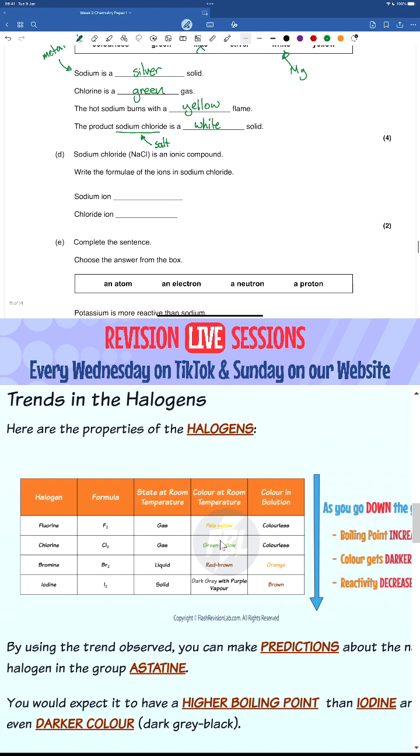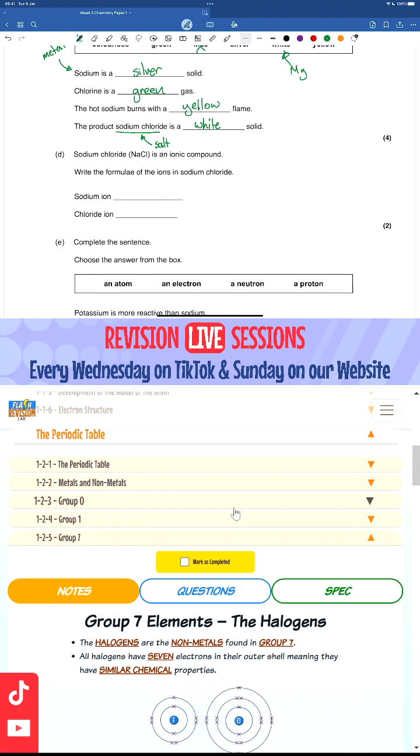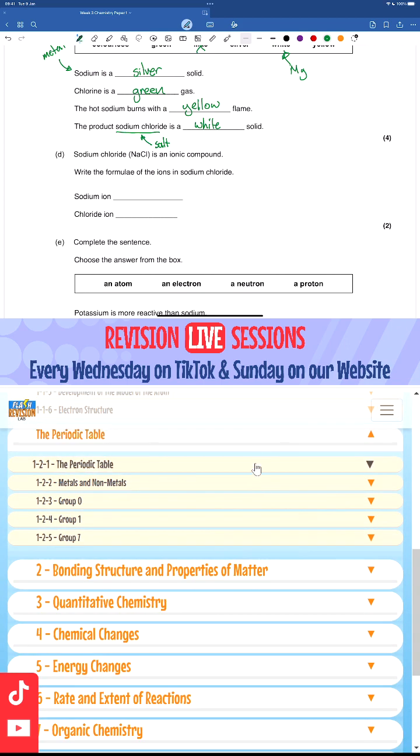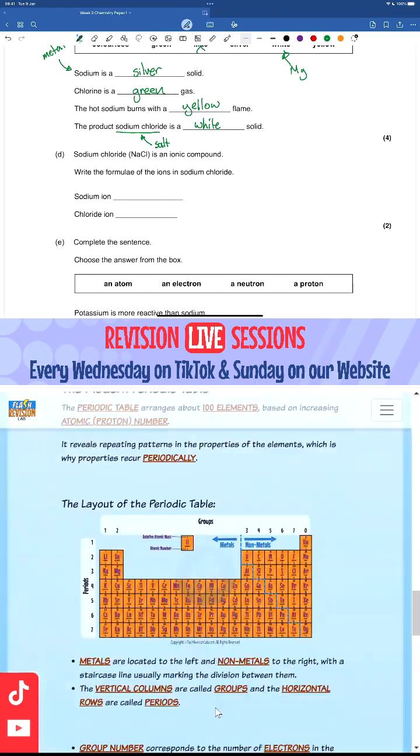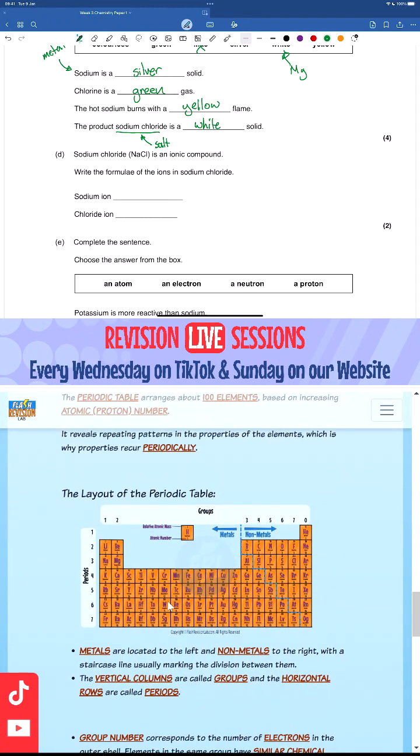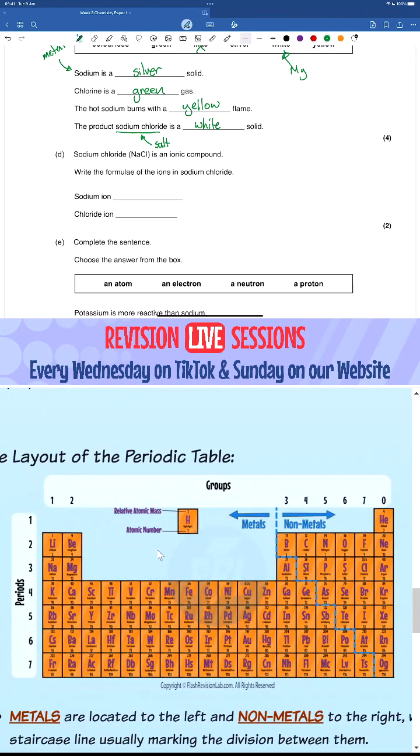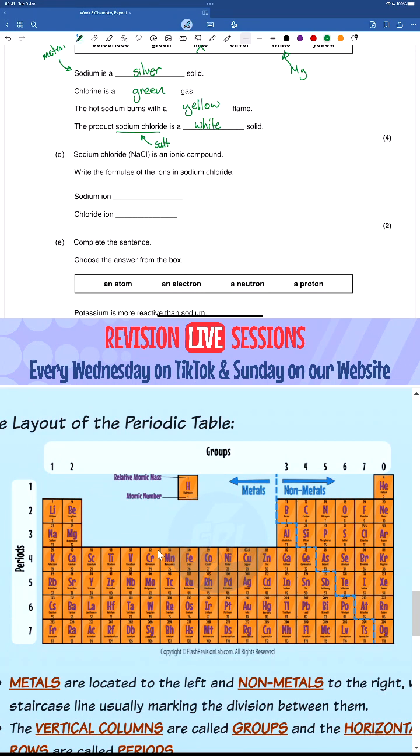Sodium chloride is an ionic compound. Write down the formula of the ions in sodium chloride. What do you guys think? Some people just memorize it, but you can work it out from the periodic table if you're not sure. Here's the periodic table. Let me tell you guys, anything in group 1 is +1. Anything in group 2 is +2. Group 3 is +3. For groups 4 and 5, you don't really get asked that.